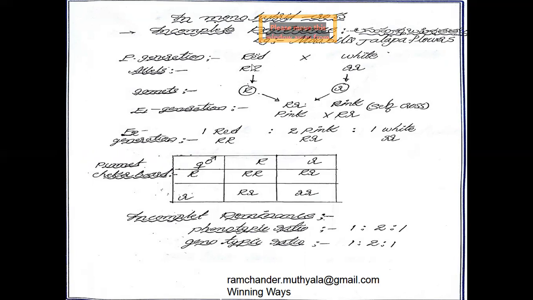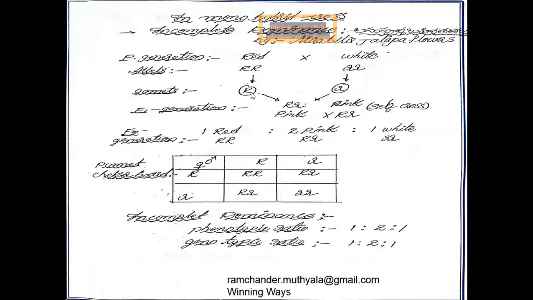The red color flowered Mirabilis jalapa plants are crossed with white color flowered Mirabilis jalapa. White color flowers are expressed by the small r gene. The two parental plants are in homozygous condition, capital R and small r. Capital R expresses red color flowers, and the small r character expresses white color flowers.